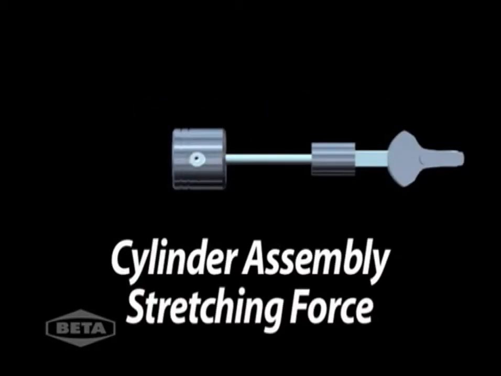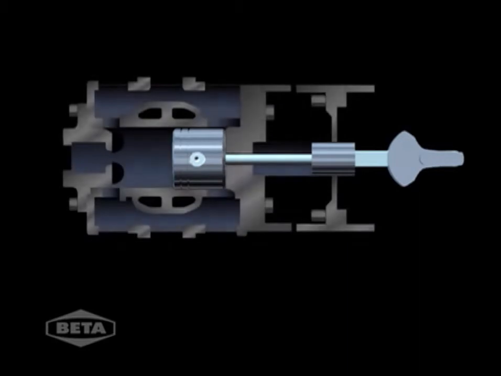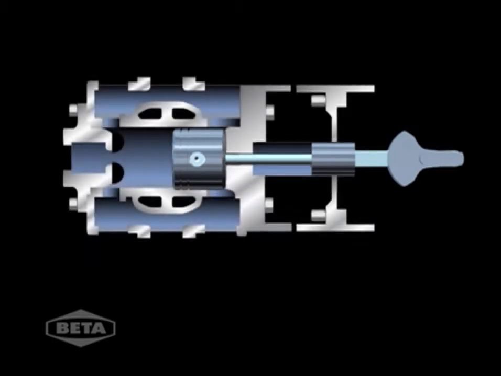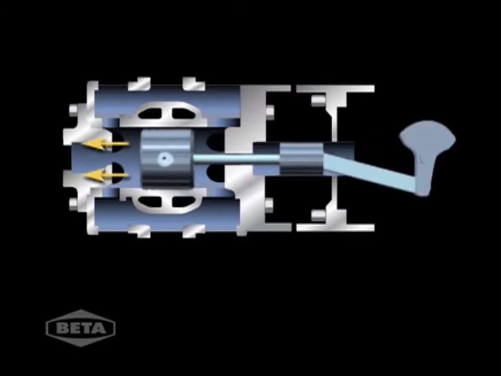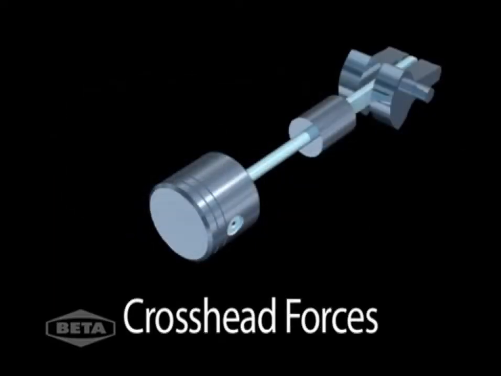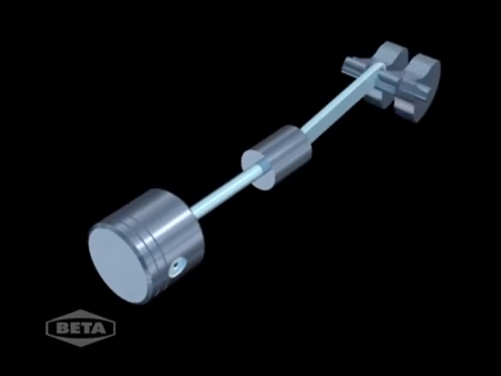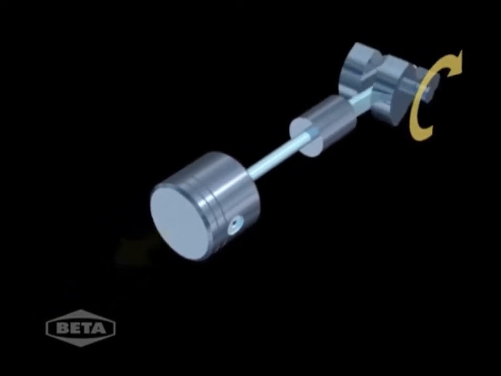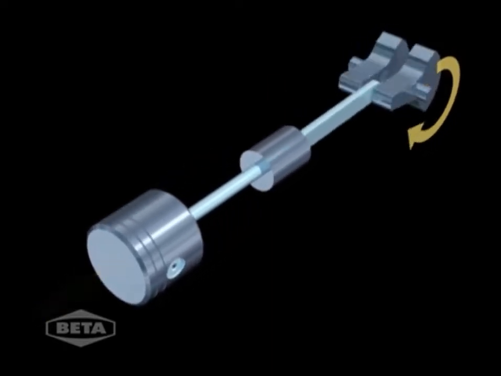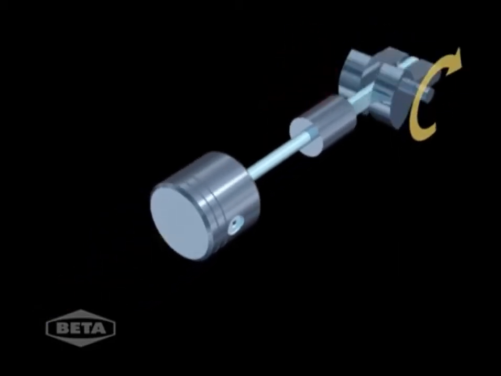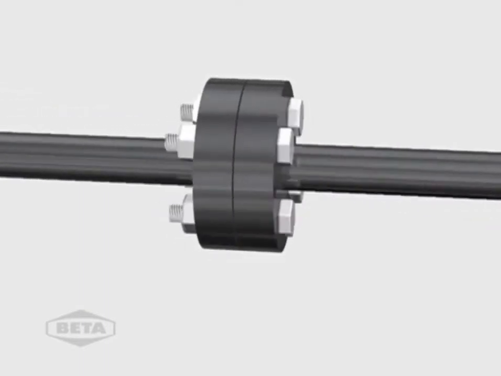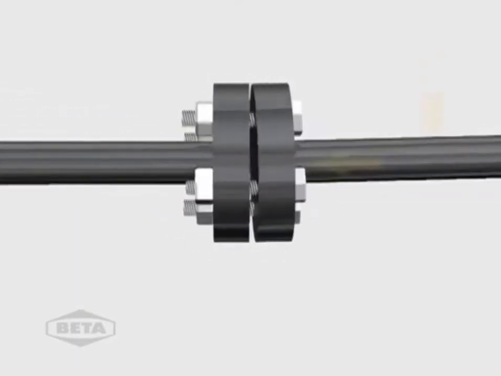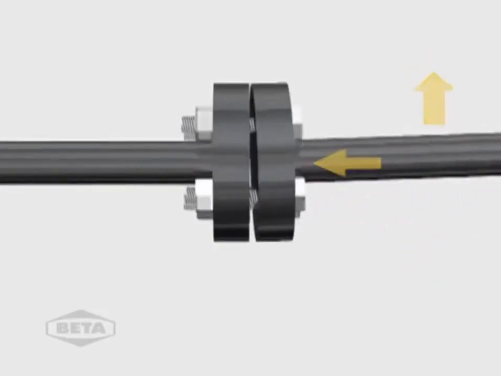Cylinder assembly stretching force results from force transferred to the cylinder by the pressure generated by compression resulting from the motion of the piston. This is also referred to as cylinder stretch or gas forces. Crosshead forces. As the rotating motion of the crankshaft gets converted into the reciprocating motion of the piston, a residual vertical force is created at the crosshead. Misalignment generates an unwanted radial and/or axial force on the compressor and engine, a force which is magnified at higher speeds.